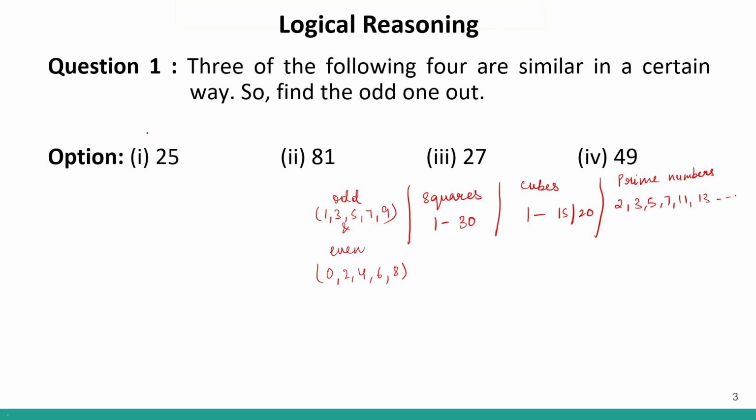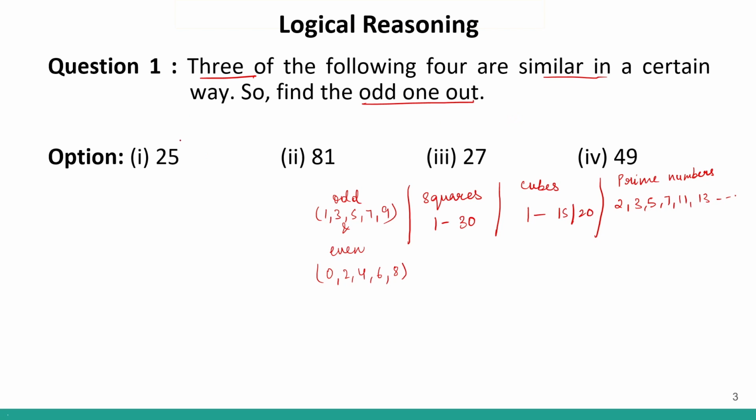So let us start with question number 1. Three of the following 4 are similar in a certain way. We have to find the odd one out. That means 3 of these 4 options have the same logic, and only one option has a different logic, and we have to find that out.